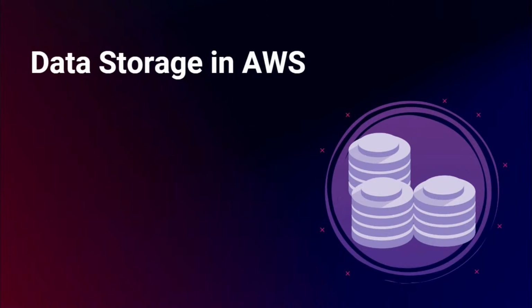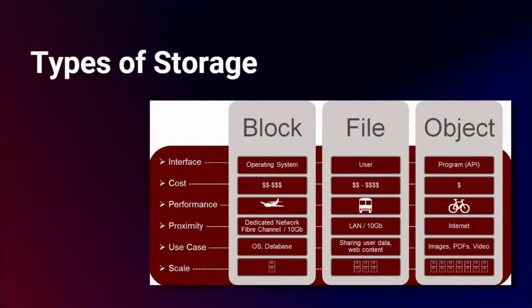So this is very important. We want to see how to store the data, because data is important for us in machine learning and machine learning operations. So we are going to see how to handle and store the data in AWS, starting with the types of storage. So what are the types of storage available?